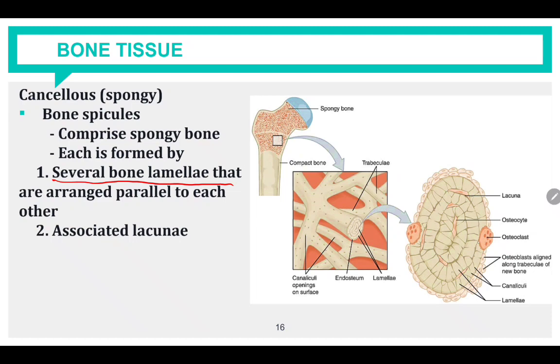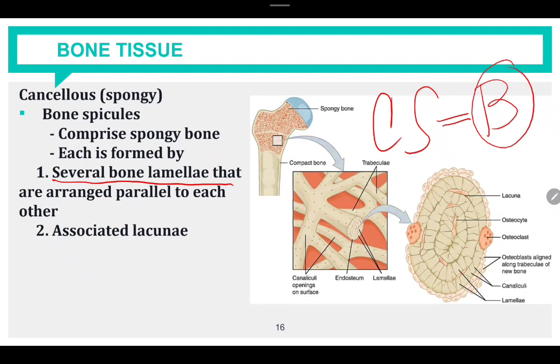Okay, so please remember that whatever component you have on your compact bone may also be present sa inyong spongy bone, because both compact bone and your spongy bone will form together your bone. Okay, so I hope understandable siya.